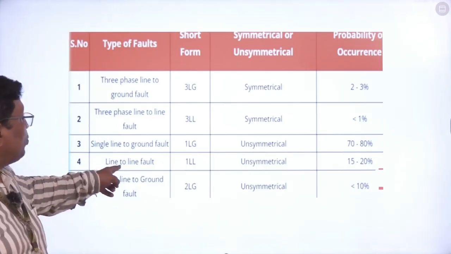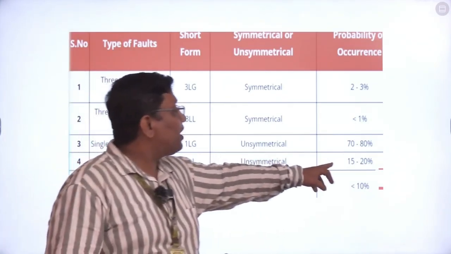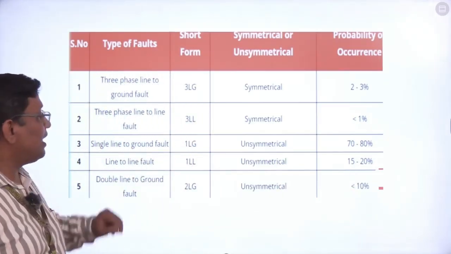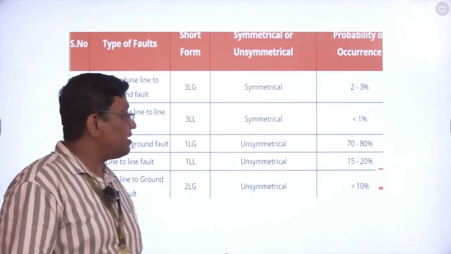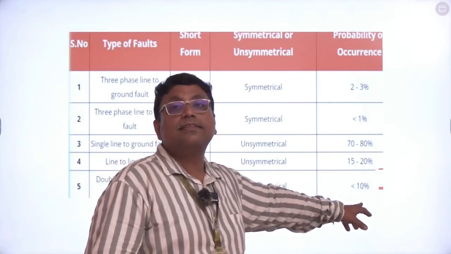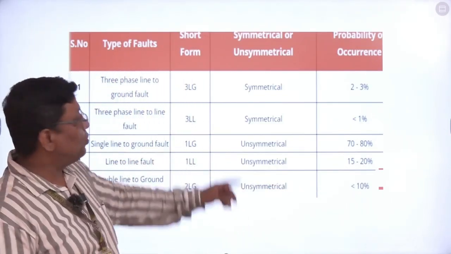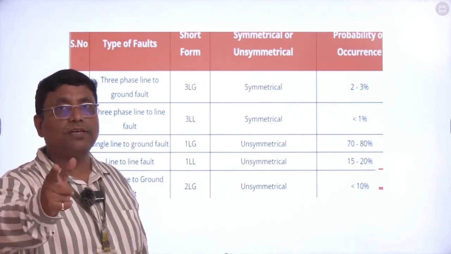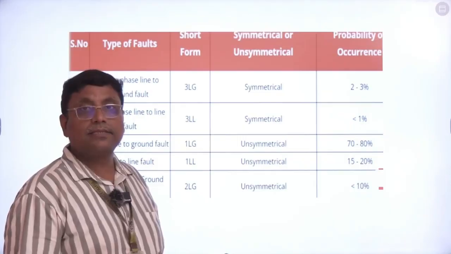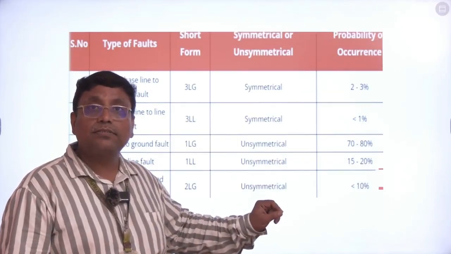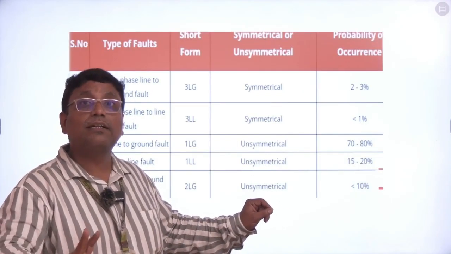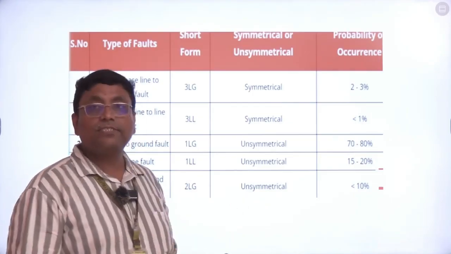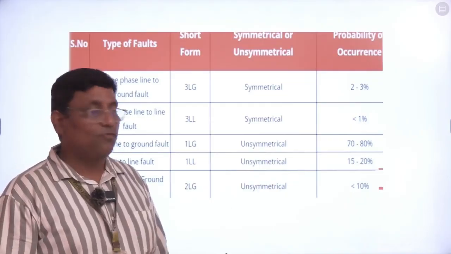Clear? Line to line fault, the probability of occurrence is 15 to 20%, and double line to ground fault is also unsymmetrical type. The frequency of occurrence is less than 10%. So symmetrical fault is very rare but most severe. But in unsymmetrical case, single line to ground fault is less severe but frequency of occurrence is more. Okay, that is the difference between unsymmetrical and symmetrical fault.